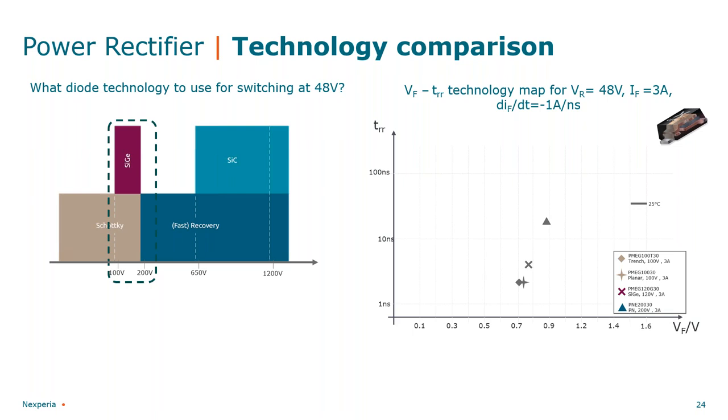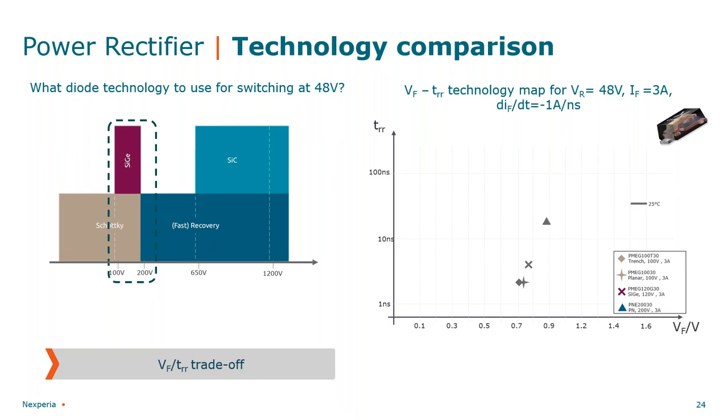Of course, we then have to look at the VF, reverse recovery time, and temperature, and for this, we have drawn a technology map: reverse recovery time over the forward voltage drop for this given operation point of 48 volts blocking voltage, 3 amp forward current, and diF/dt of -1 amp per nanosecond. Our devices, which we want to investigate, are two Schottky technologies. We have one trench diode, 100 volt 3 amp, which is the PMEG100T30. We have the planar 100 volt 3 amp Schottky, which is the PMEG130. And we have the silicon germanium type, which is a 120 volt 3 amp device. And we have the hyperfast 200 volt 3 amp PN diode.